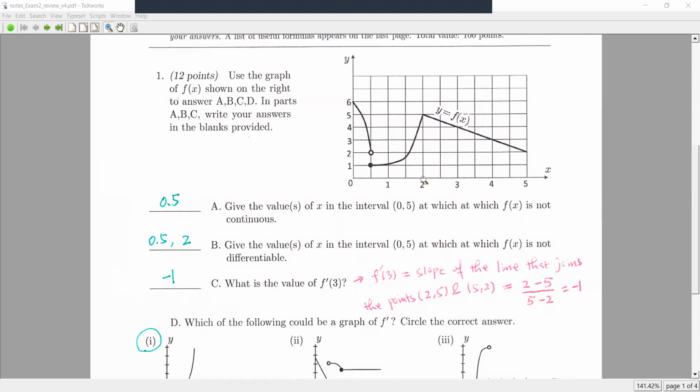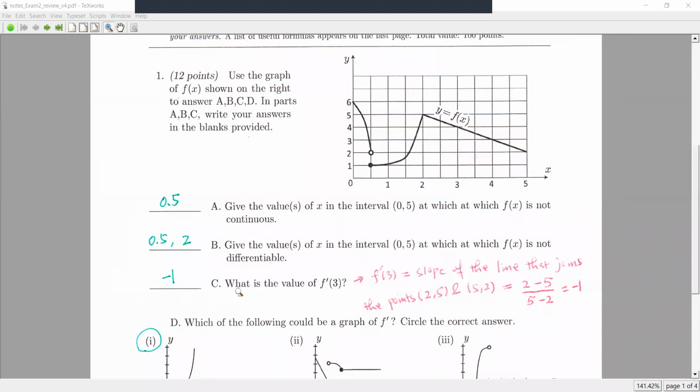At x is 2, the graph has a corner. At the corner, there is no tangent line, so no derivative. So at 0.5 and at 2, the function is not differentiable.